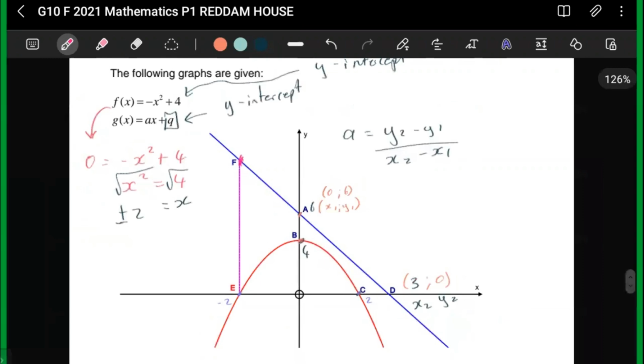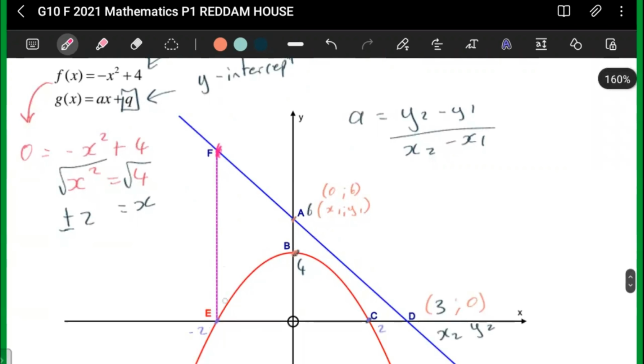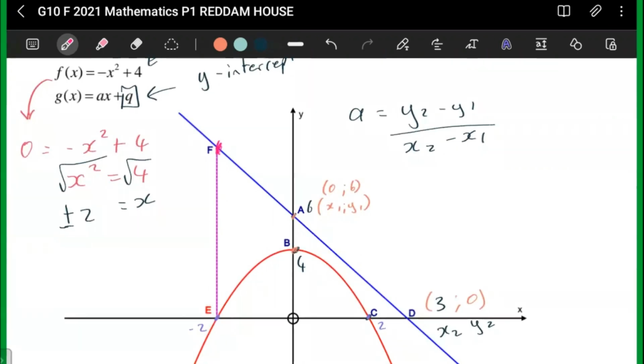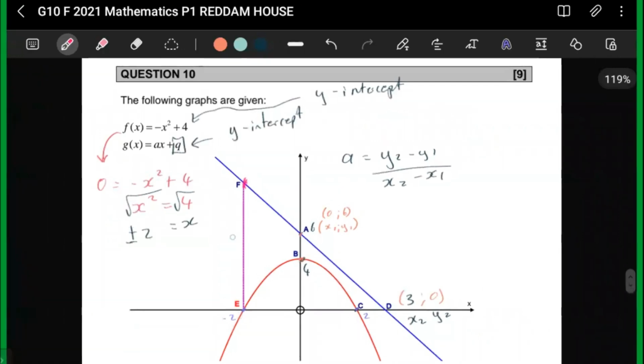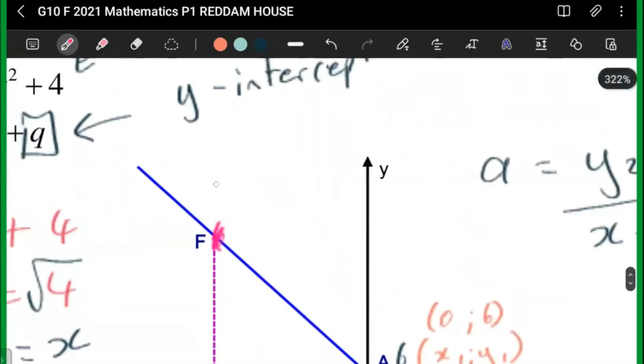FD. But for you to get FD, you need to make use of information on your sketch. So to get the distance of F, you need both coordinates. The issue with F is you only have one of the coordinates, which is the x value. Remember, if the x value here is a -2, up here, it's automatically going to be a -2.